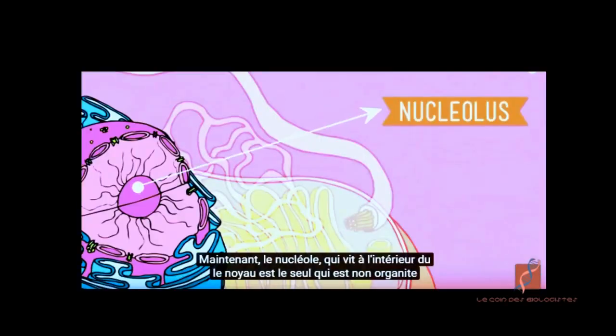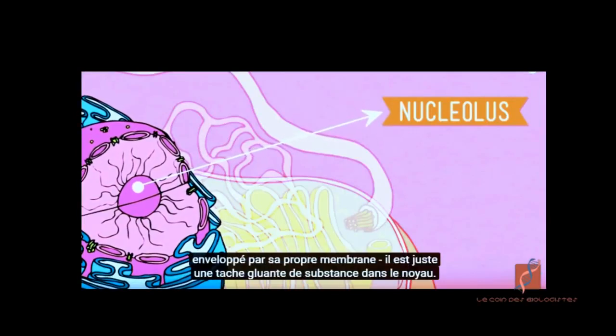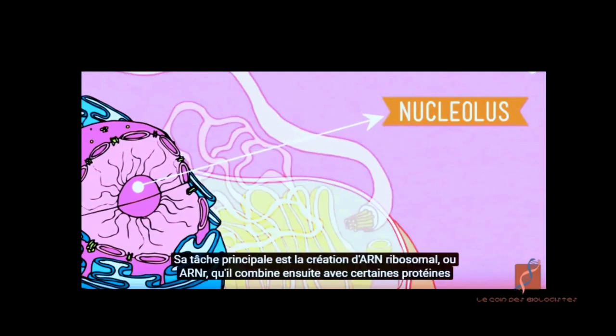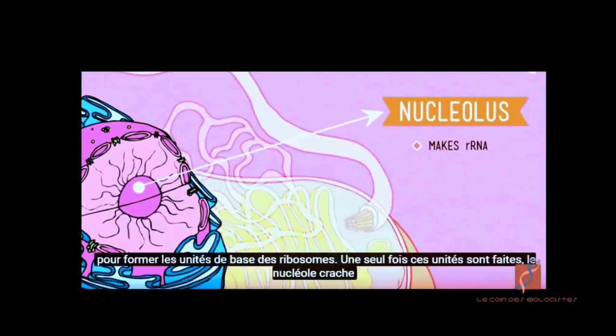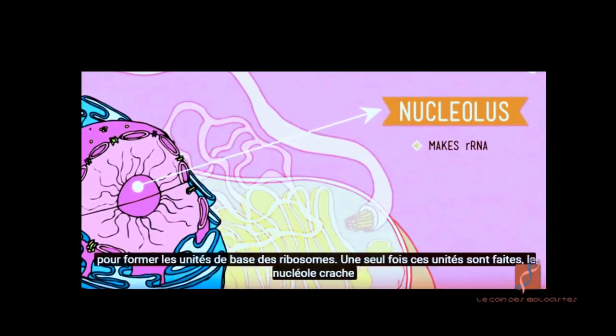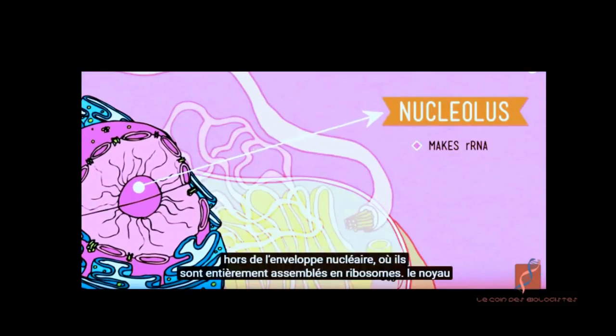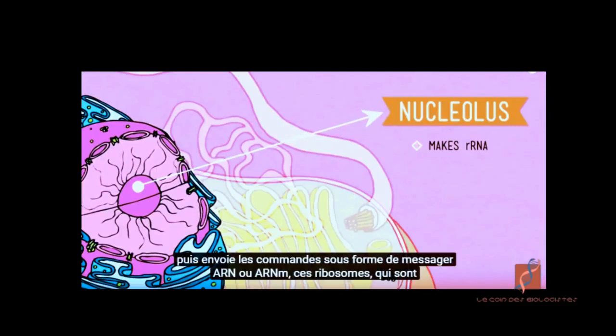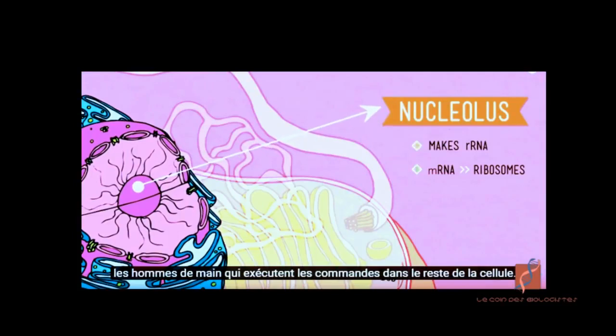Now the nucleolus, which lives inside of the nucleus, is the only organelle not enveloped by its own membrane. It's just a gooey splotch of stuff within the nucleus. Its main job is creating ribosomal RNA, or rRNA, which it then combines with some proteins to form the basic units of ribosomes. Once these units are done, the nucleolus spits them out of the nuclear envelope where they are fully assembled into ribosomes. The nucleus then sends orders in the form of messenger RNA, or mRNA, to those ribosomes, which are the henchmen that carry out the orders in the rest of the cell.